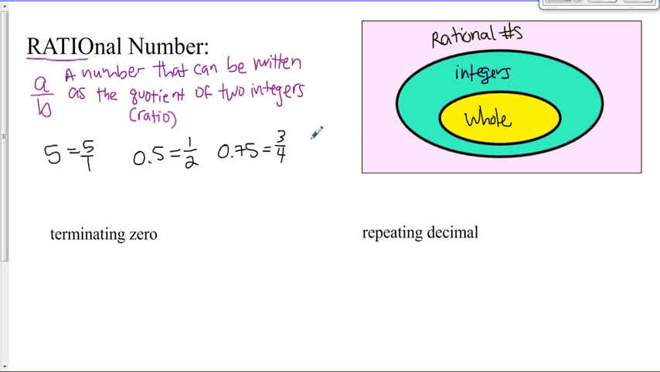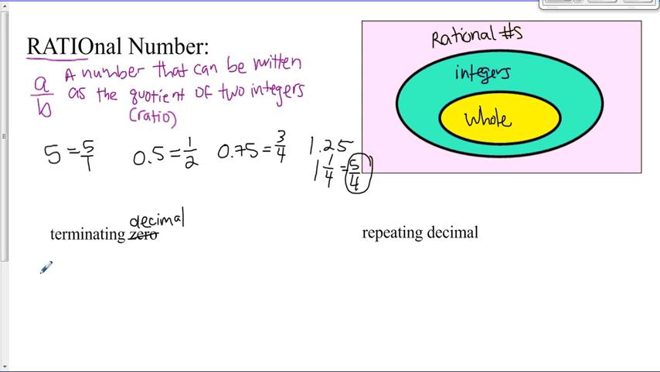Even if I had something like 1.25, that's 1 and 1/4, right? And so here's a whole number with a fraction, but I can rewrite that as 5/4, which is a ratio of two integers, okay? So lots of things can be written as a ratio of two integers. We say that any decimal that terminates, so a terminating decimal, let me change this word here. A terminating decimal can be written as a ratio, right?